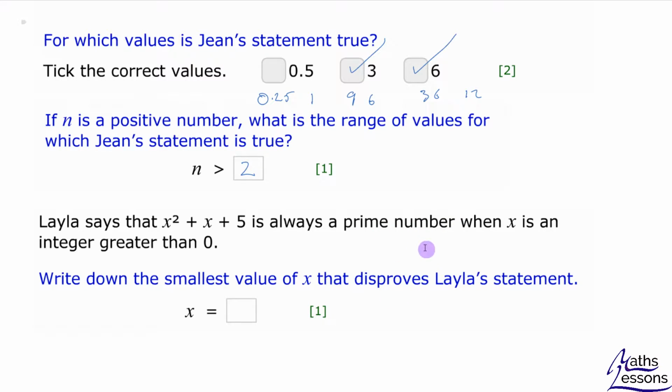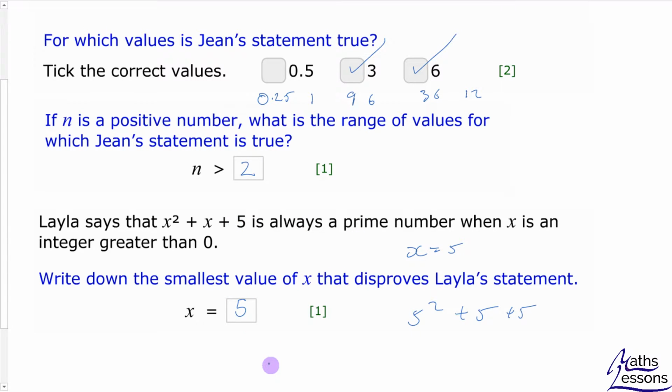So if we've got x equals 5, then you've got 5 squared plus 5 plus 5, and you can clearly see a common factor of 5. You make x equal to 5, and 5 is a factor of this bit, 5 is a factor of that bit, and 5 is a factor of that bit. And you can see you've got a number which disproves this statement.